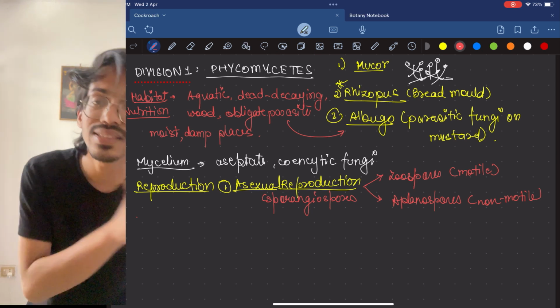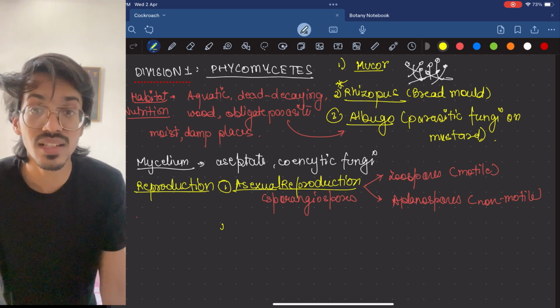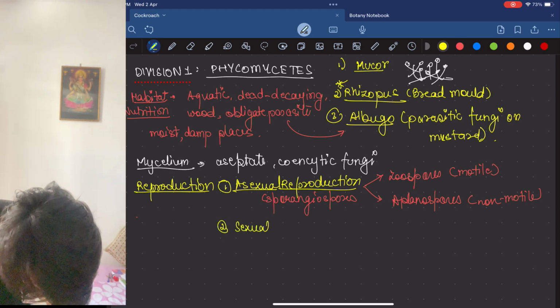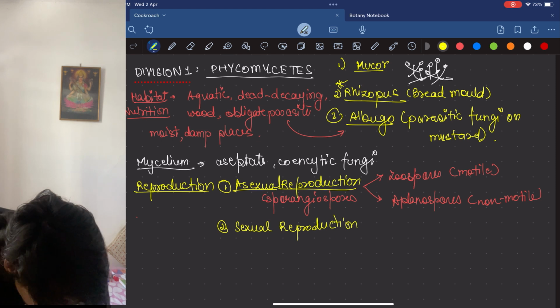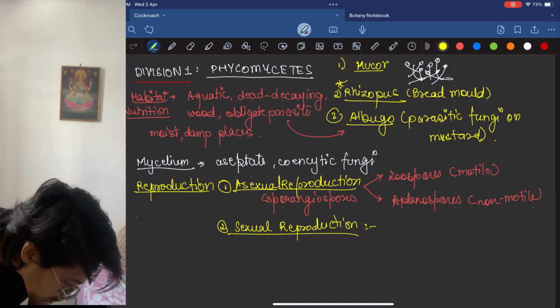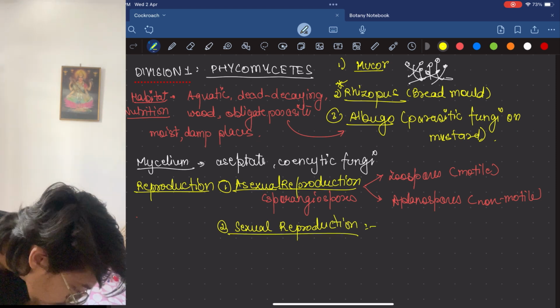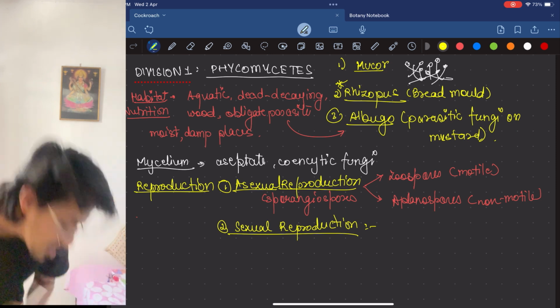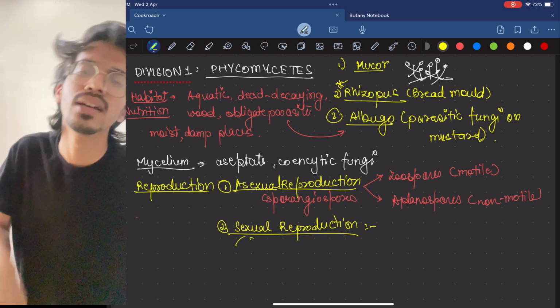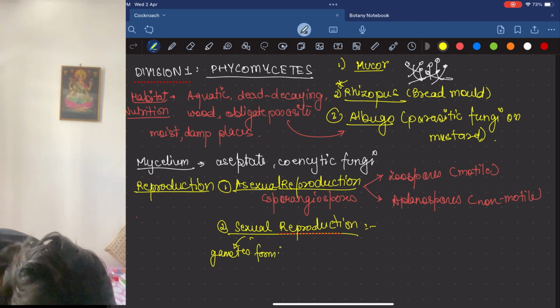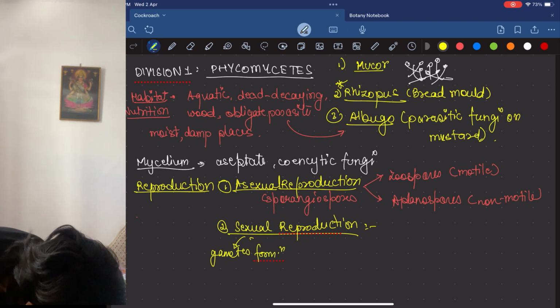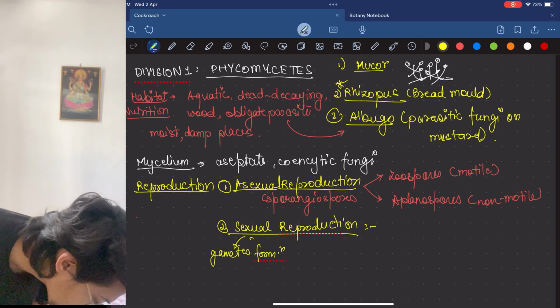With this, your asexual reproduction is completed. Next comes the sexual reproduction. Here you have to remember one fact: in sexual reproduction, gametes will form. Normally in sexual reproduction, what is happening? Gametes have to form. Here also gametes will form. So the first thing will be gamete formation.